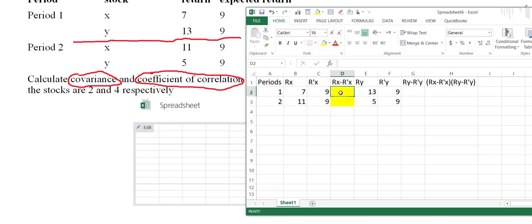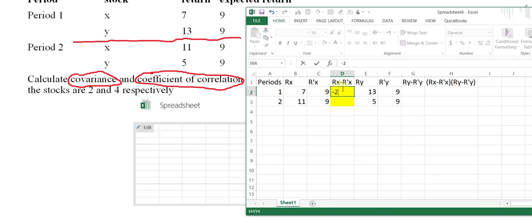For example, let us do it like this. First, you have to subtract the expected return of x from the return of x. How much is the return of x? The return of x is 7. Let us do it directly: 7 minus the expected return of x, which is 9, so the result is equal to minus 2.